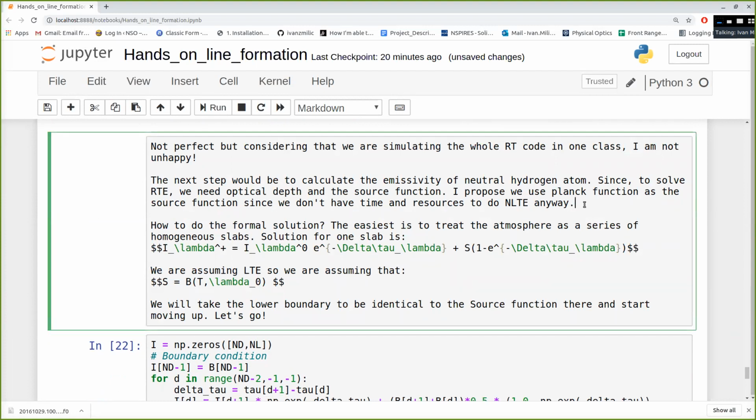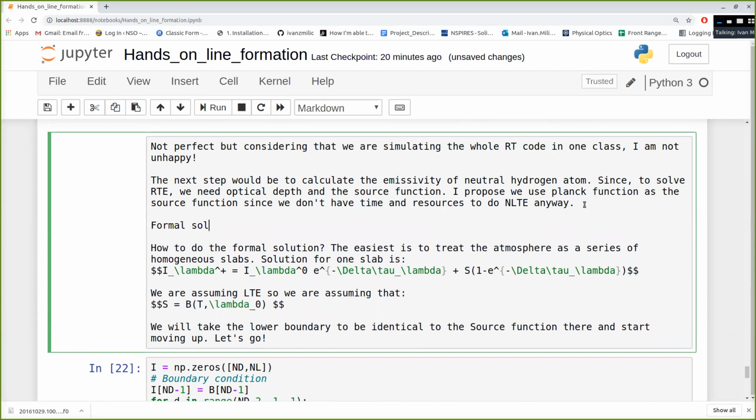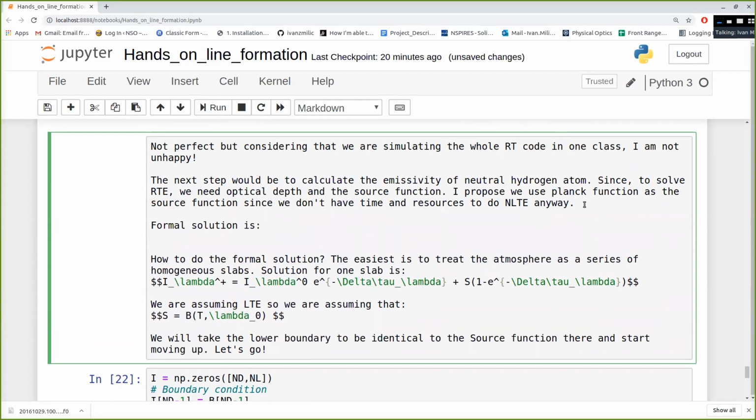So the formal solution is something like this. So we know that the formal solution at the top is the incident radiation plus the integral going from 0 to the total optical depth at that wavelength.